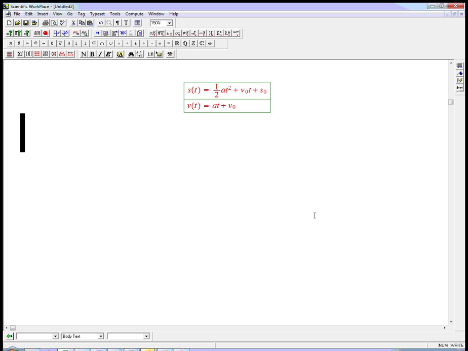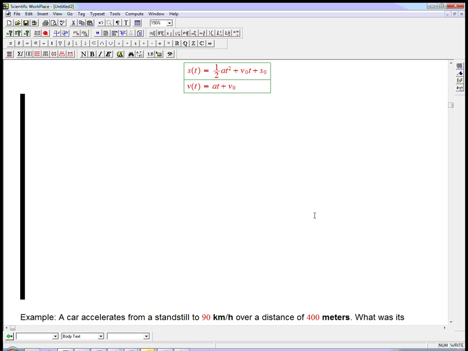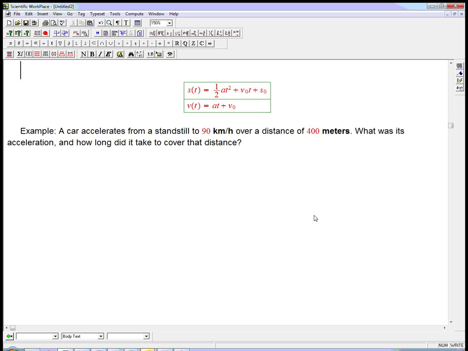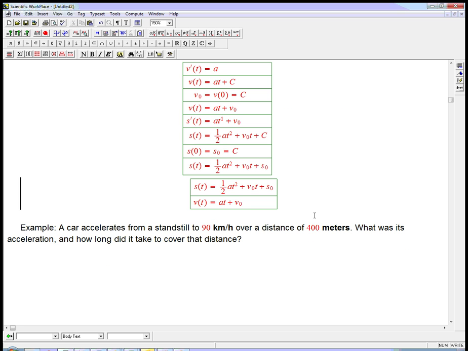Okay, so let's do an example. A car accelerates from a standstill to 90 kilometers per hour over a distance of 400 meters. What was its acceleration, and how long did it take to cover that distance?